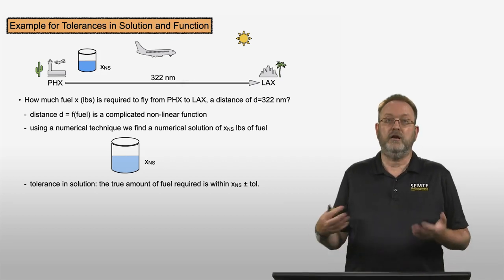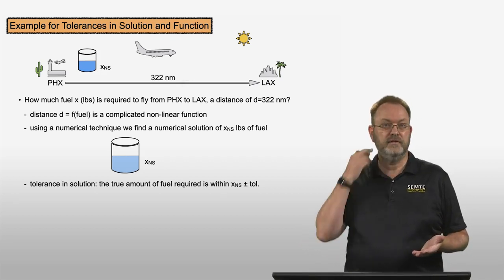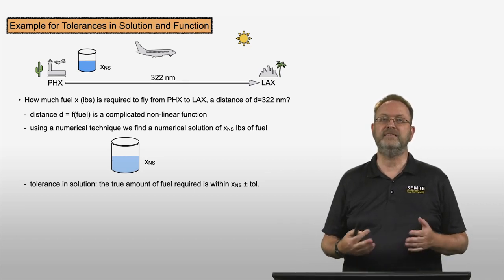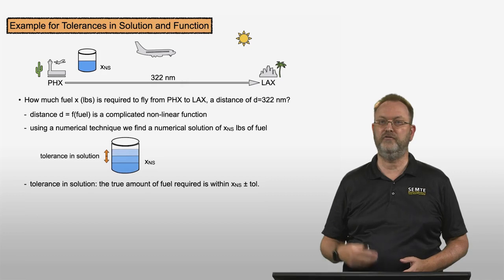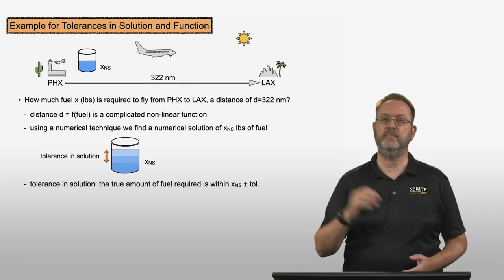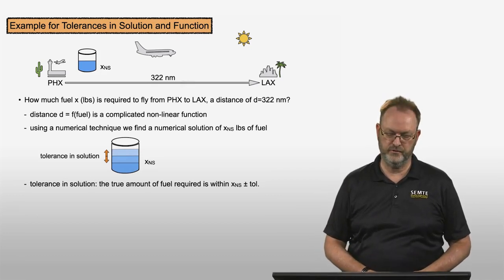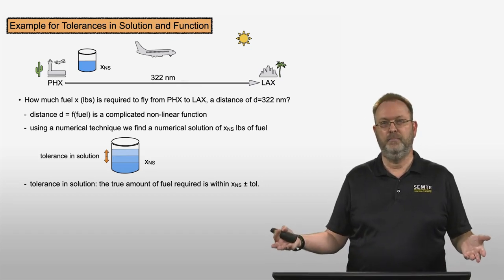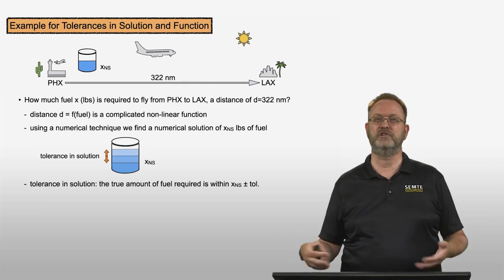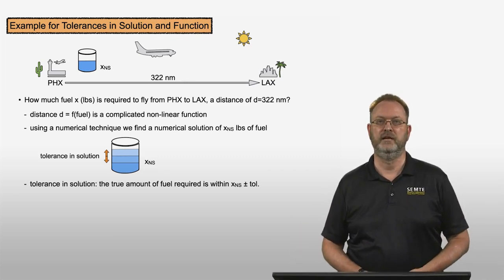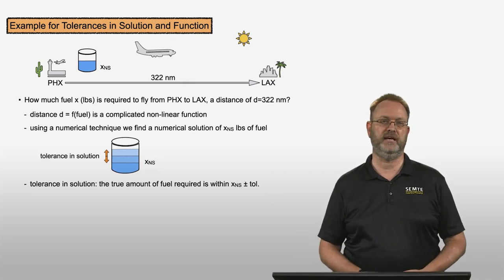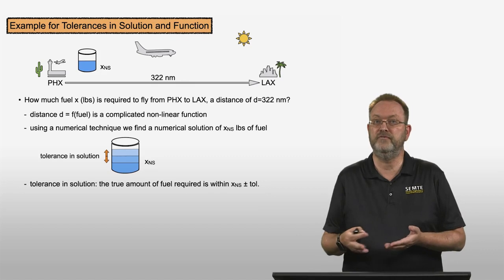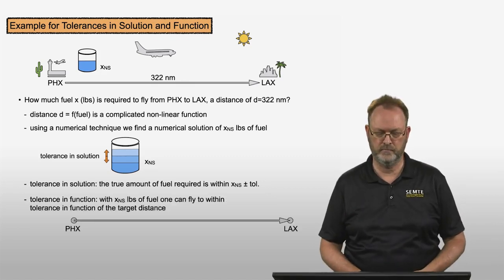Now, the tolerance in solution tells you that the true amount of fuel that is required is somewhere within the band of your numerical solution, plus or minus the tolerance in solution. Right? And so if you want to play it safe, then you would put on board the numerical solution plus the tolerance in solution in the weight of fuel that you take on board. So that's the tolerance in solution. It relates to the solution variable x, the amount of fuel.